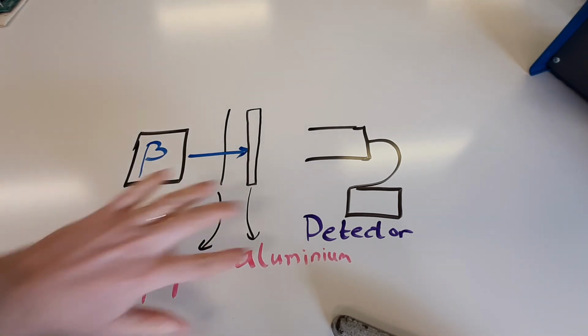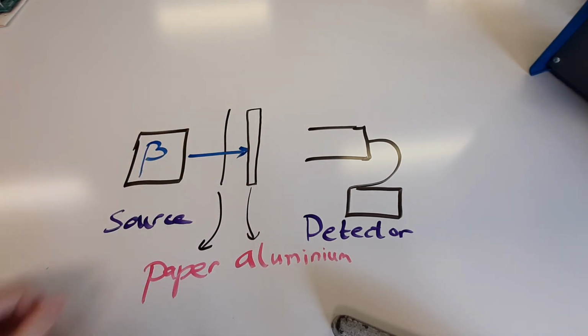So there you go. This is how you can detect a beta particle. Stick some aluminium in the way. If it blocks it, it's a beta particle. And well, there you go.